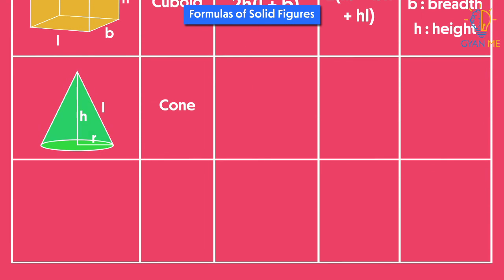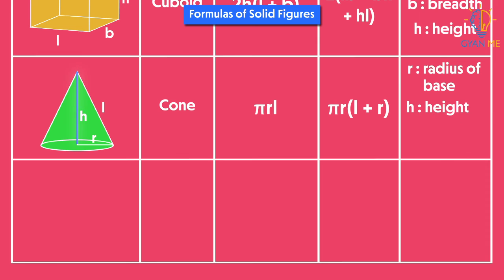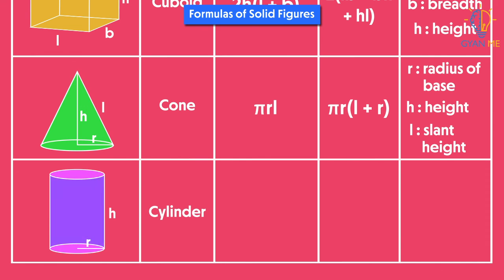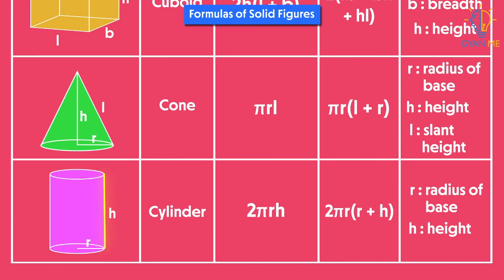Cone. Lateral or curved surface area of cone is equal to pi into r into L, and total surface area is equal to pi into r into L plus r. Here r is radius of base, h is height and L is slant height. Cylinder. Lateral or curved surface area of cylinder is equal to 2 pi rh, and total surface area is equal to 2 pi r into r plus h. Here r is radius of base and h is height.